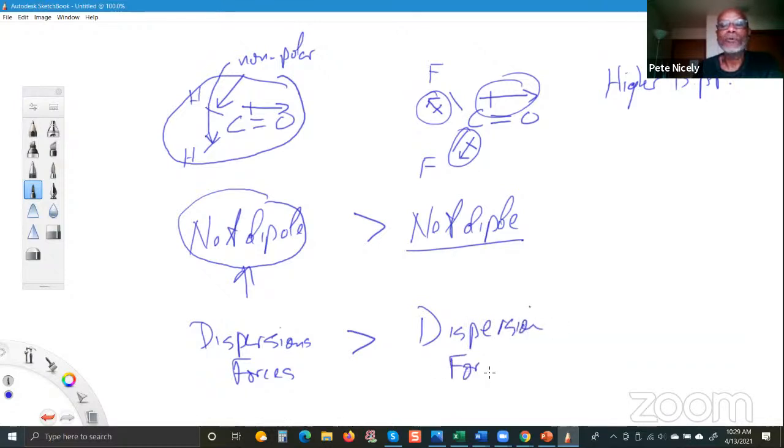All right. The one with the greater net dipole would be the one with the greater dispersion forces, and therefore the one with the higher boiling point. All right. Okay. Any questions about this one? Any questions?